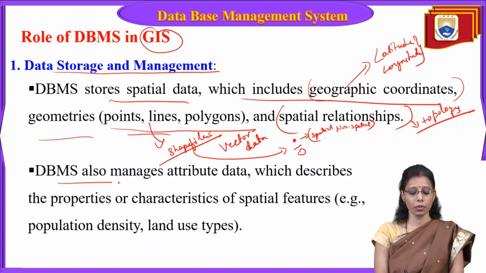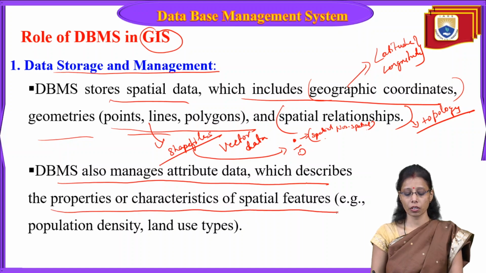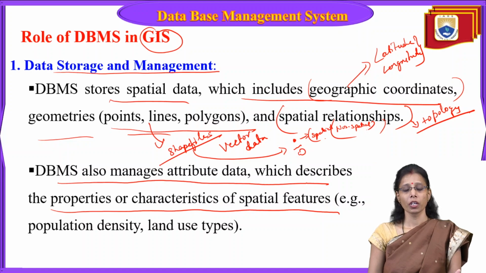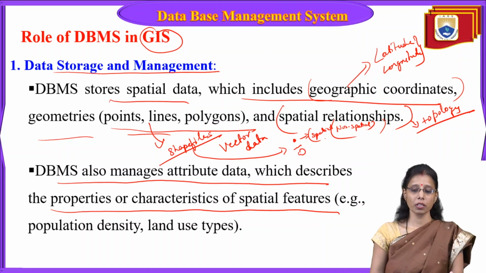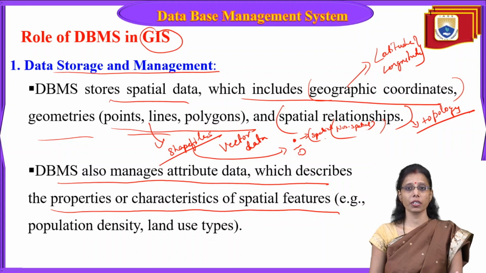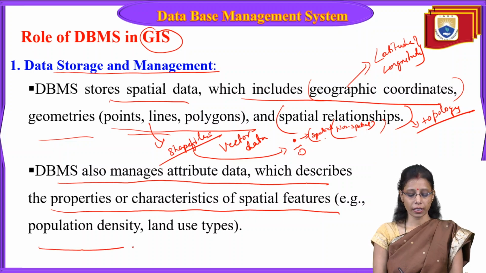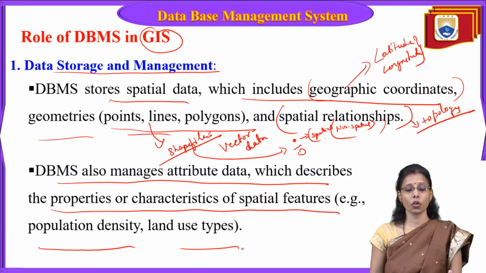DBMS also manages attribute data, which describes the properties or characteristics of spatial features. What is attribute data? Every time we talk about non-spatial, what is non-spatial? Data that gives information about the spatial is called non-spatial, and attribute data is the other name for non-spatial. It means when you talk about tables, population density, land use types, soil types.